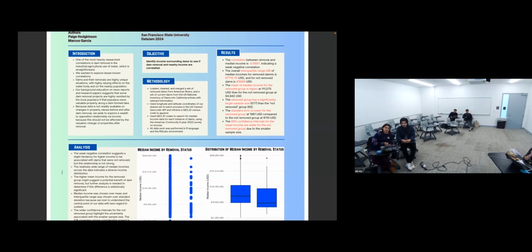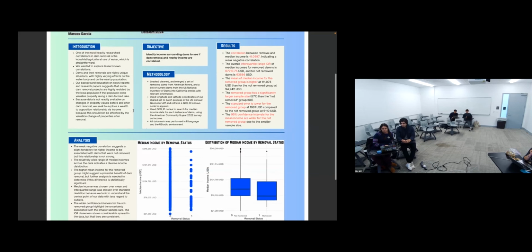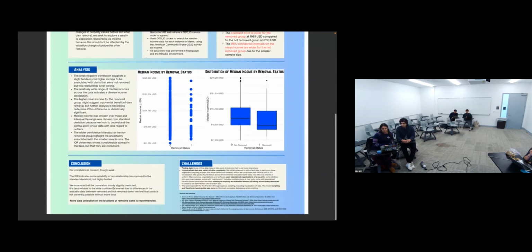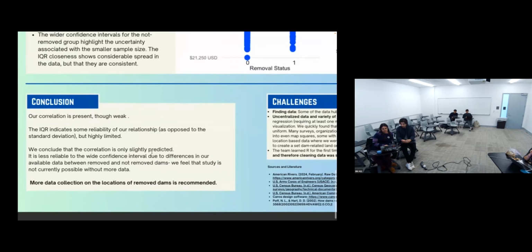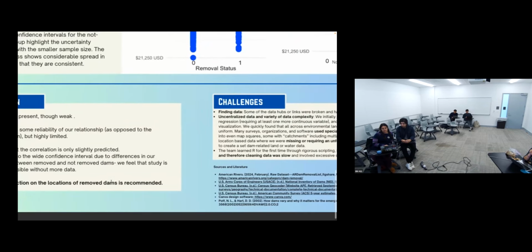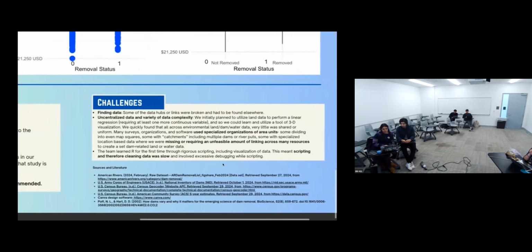And those are really, really low income. So essentially, that couldn't be controlled for in this particular analysis. But it'd be interesting to look at both of those. So yeah, more collection on locations of removed dams is recommended, because we were highly limited there.